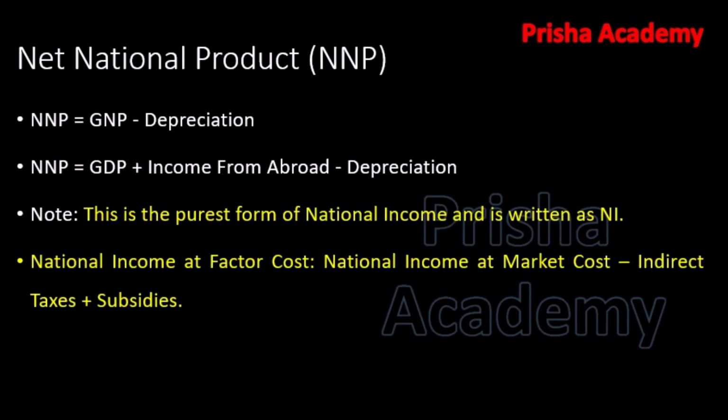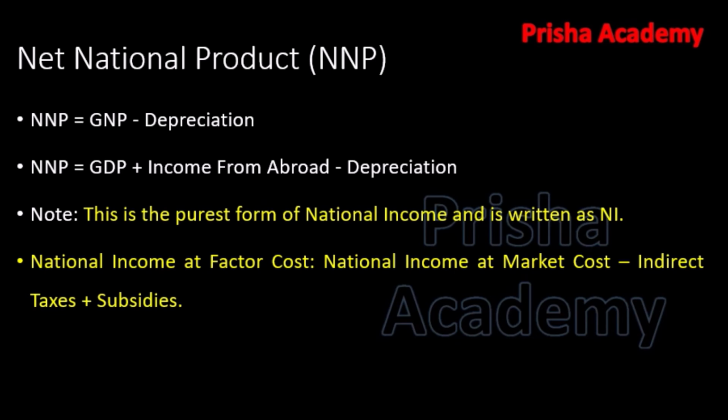From the gross national product, when we reduce the depreciation, we get the net national product. So net national product can also be GDP plus income from abroad, that will be GNP, and minus depreciation will be NNP. This is the purest form of national income and is written as NI. GDP, GNP, NDP are all called national income. However, this NNP is the purest form of national income.